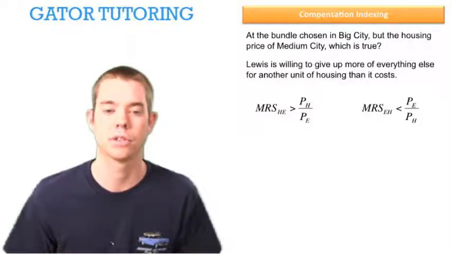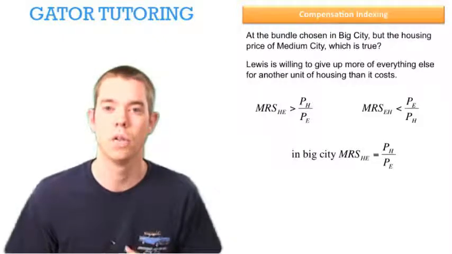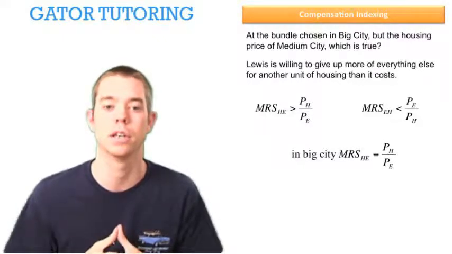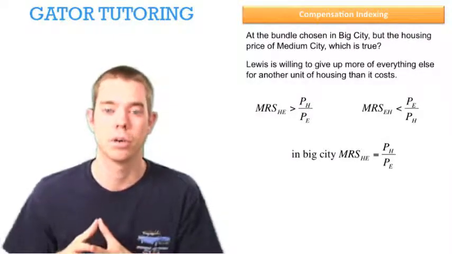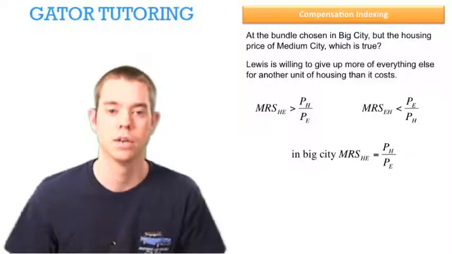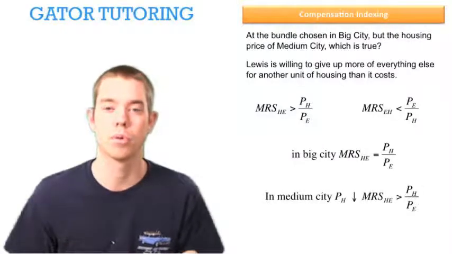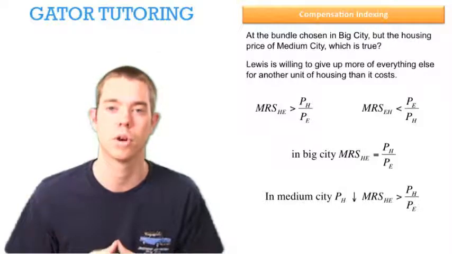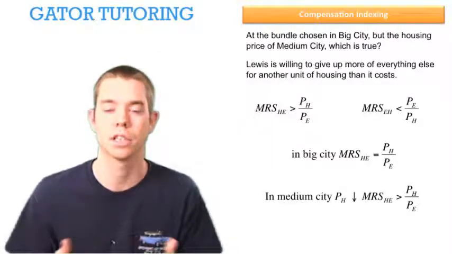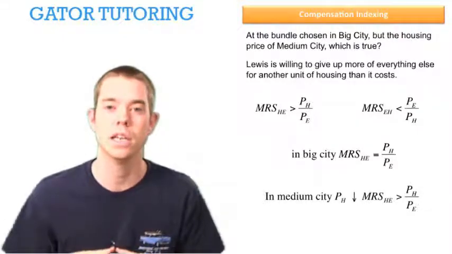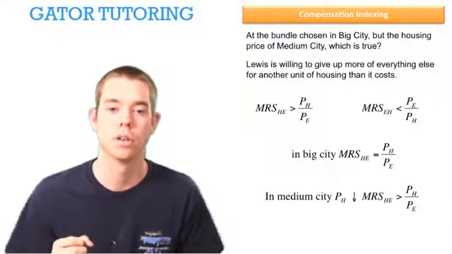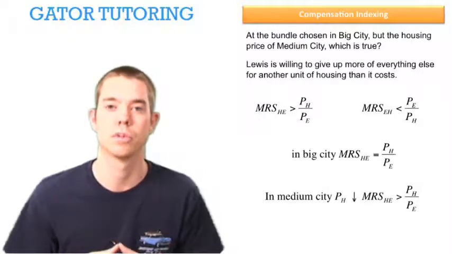Let's see how we arrived at that answer a little closer. In big city, we know that he was maximizing his utility. So the marginal rate of substitution of H to E was equal to the price ratio, right? He was maximizing utility. Well, in medium city, we know that the price of H, which is the rent per square foot, decreased. It became less expensive, went from $30 to $10. So we see that if it used to be equal and then pH got smaller, it must be that the marginal rate of substitution of H for E is now larger than the price ratio. So that's another way we can look at this.